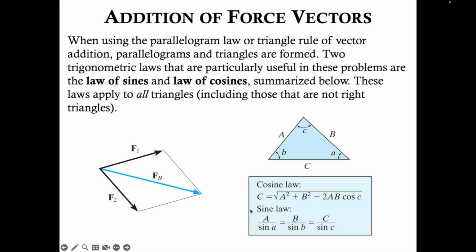The law of sines states the following, uppercase A over sine lowercase a equals uppercase B over sine lowercase b equals uppercase C over sine lowercase c. So if we know, let's say, the length of one side and the angle that's opposite to it, we can find, let's say, the lengths of the other two sides if we know the other two angles. So these two laws of trigonometry become especially useful in many of the problems that we do in the first part of chapter 2, because again, we're using the parallelogram law of vector addition, and inside that parallelogram are triangles that are formed.